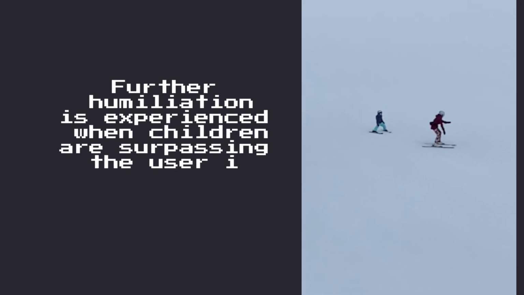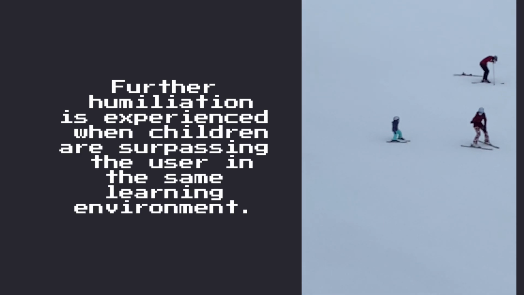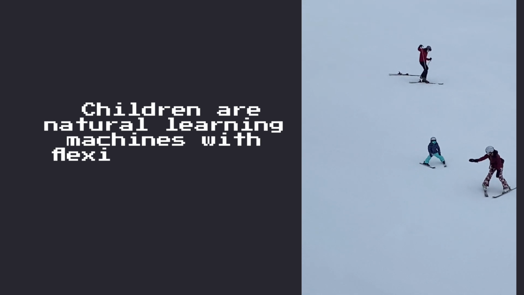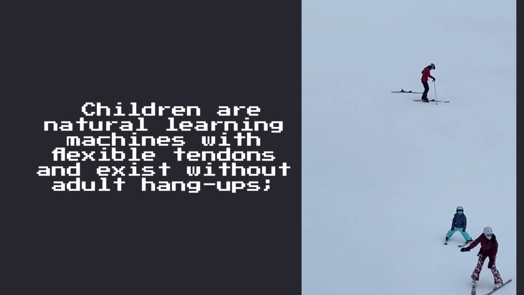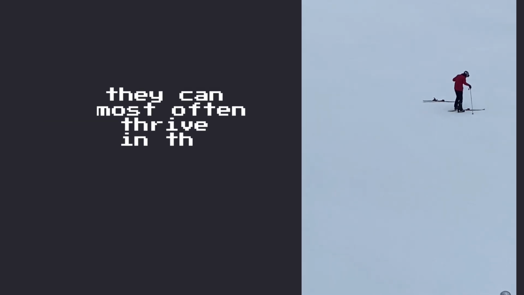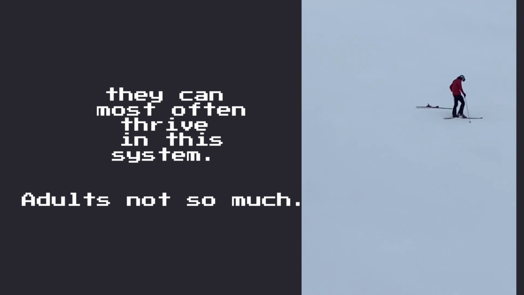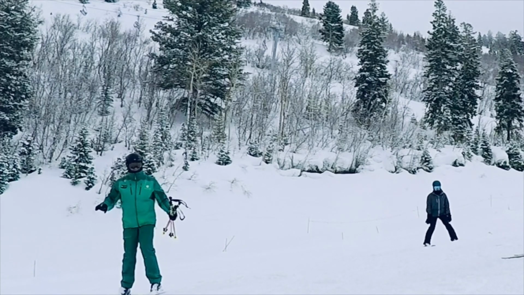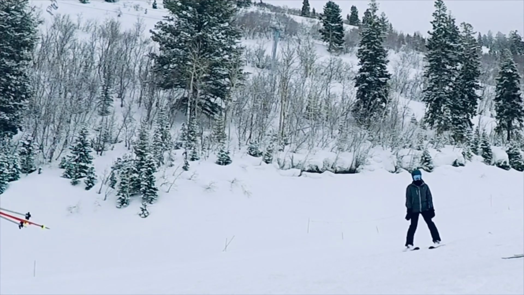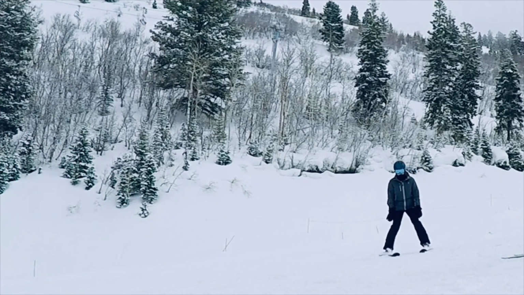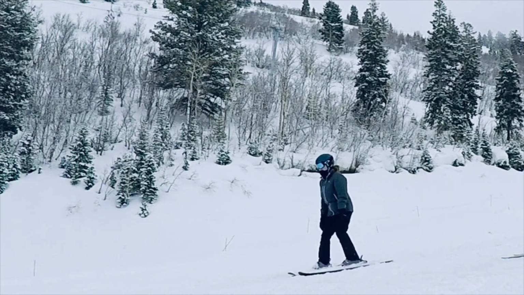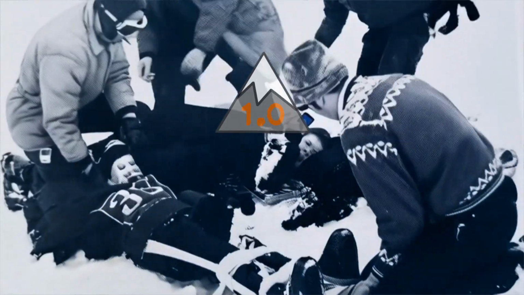Further humiliation is experienced when children are surpassing the user in the same learning environment. Children are natural learning machines with flexible tendons and exist without adult hang-ups. They can most often thrive in this system. Adults, not so much. Wedge is a position that does what it is designed to do for its version of UX.